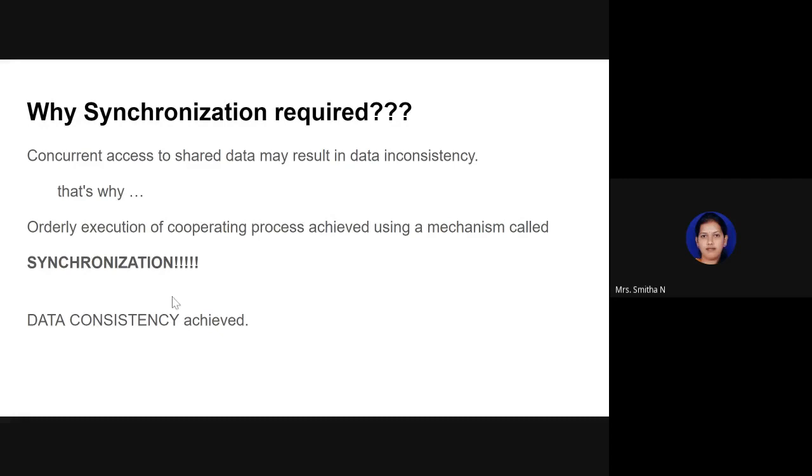What we are dealing with in synchronization is coming up with a mechanism where you deal with the cooperative processes and make them execute in an order, so that you don't end up in race condition or data inconsistency. That mechanism is called synchronization.